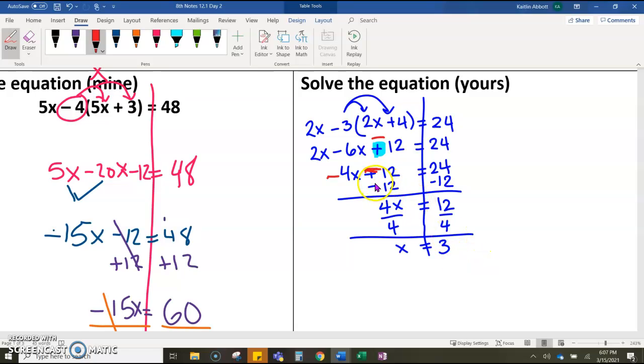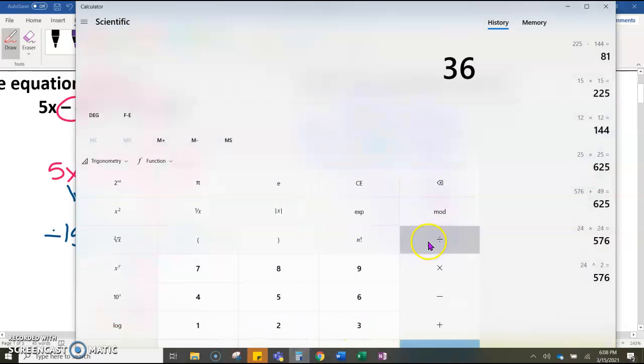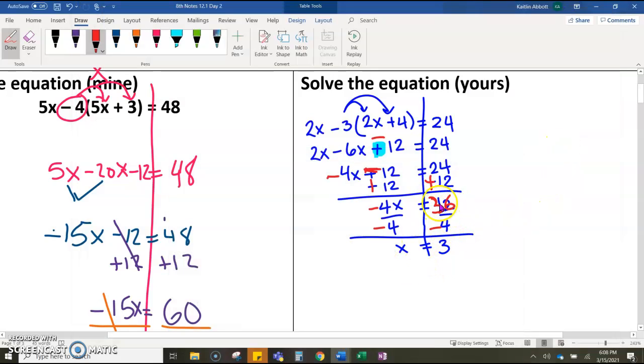So then instead of subtracting 12 from both sides, what should they have done? They should have added 12 to both sides, which would have got them 36, and this would have been what? Oh, -4, -4, -4. And 36 divided by 4. 36 divided by 4 gets you 9. And a positive divided by a negative is a negative. So it's going to be, instead of 3, it's going to be -9.